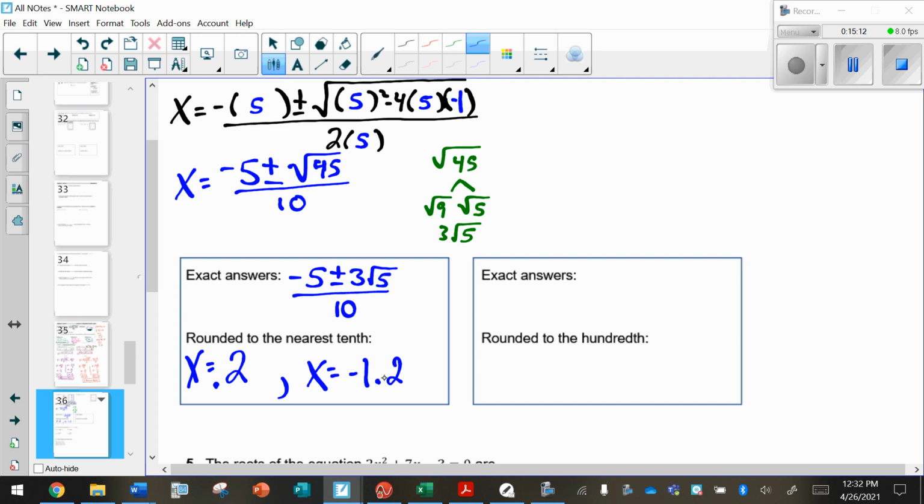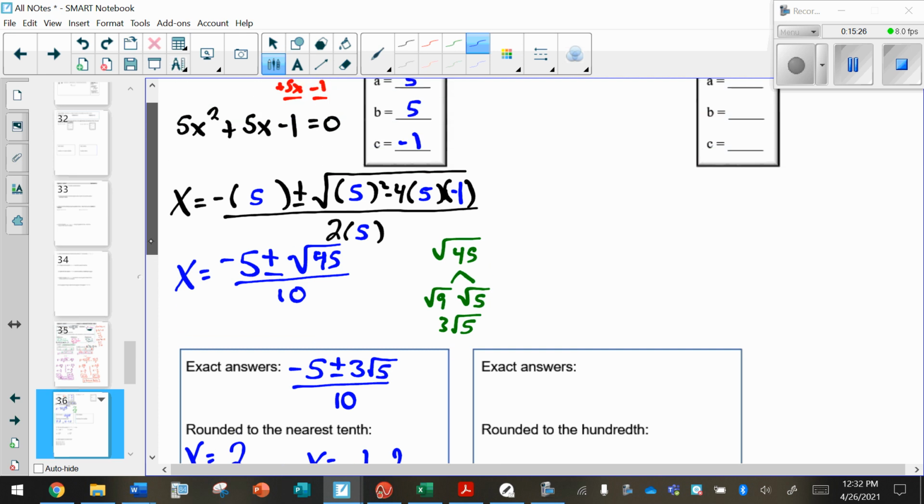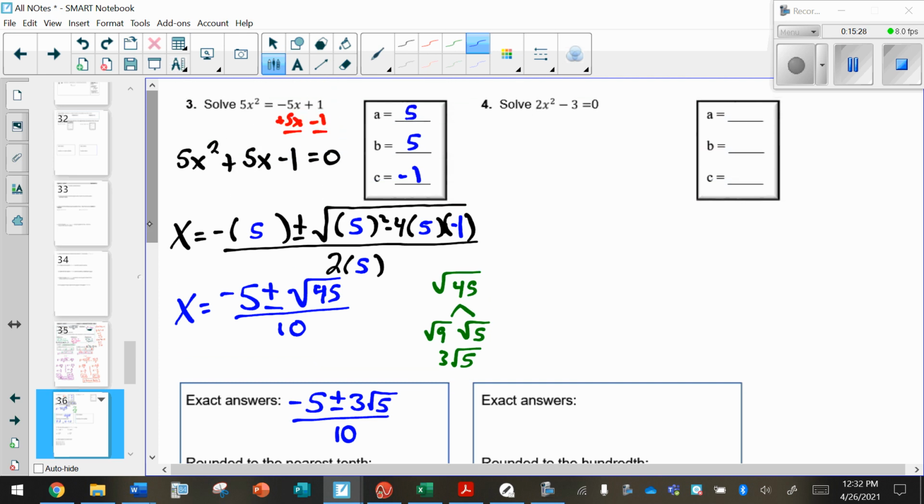So there's our two answers. Positive 0.2 from the plus 3 radical 5, and negative 1.2 from the negative 3 radical 5. All right, so let's try another one.